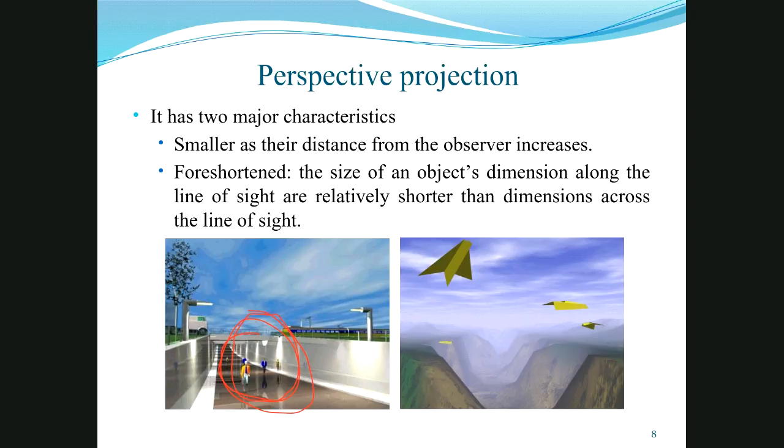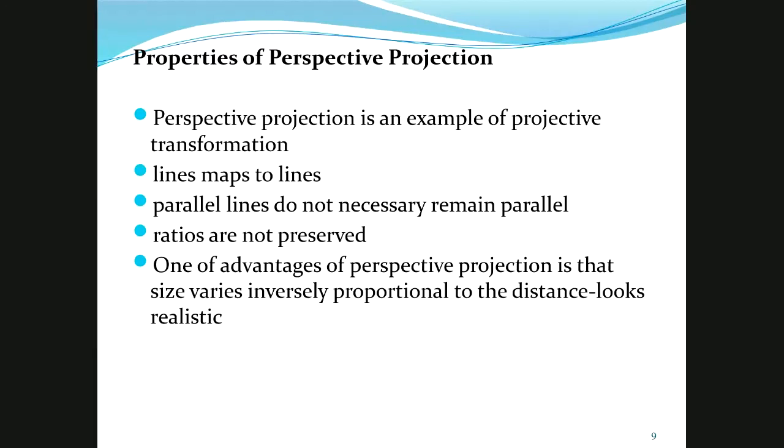Okay, and another characteristic is foreshortening. That means the dimensions of your object along the line of sight appear relatively very short. We cannot calculate the dimensions very clearly. That is another characteristic of perspective projection. Okay, and coming to the properties of perspective projection. This is an example of projective transformation.